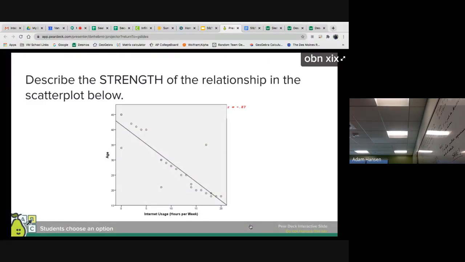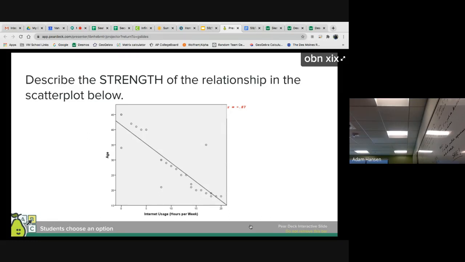Tomorrow, we're going to talk more about what's called the R value, or the correlation coefficient for a set of bivariate data. That's actually given up on top here in red. R for this set of data is equal to negative 0.87. R is a measure that varies between negative 1 to 1. The closer R is to positive 1, the stronger the positive association. The closer R is to negative 1, the stronger the negative association is.